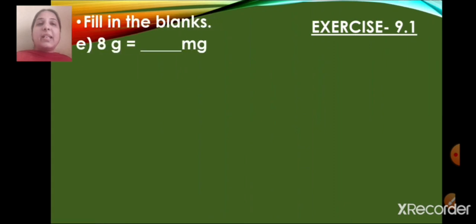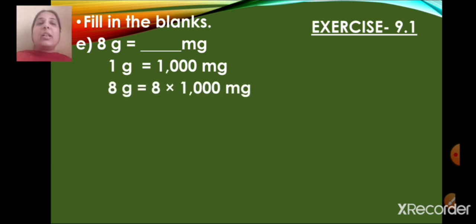Now number E is 8 gram is equal to how many milligram? Mg stands for milligram. So 1 gram is equal to 1000 milligram. So 8 gram would be equal to 8 multiplied by 1000 milligram. So we'll get 8000 milligram. Okay. So 8 gram is equal to 8000 milligram.